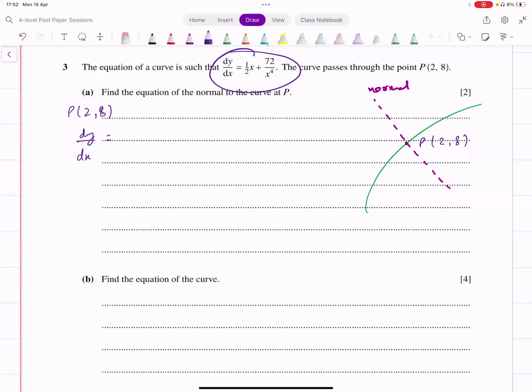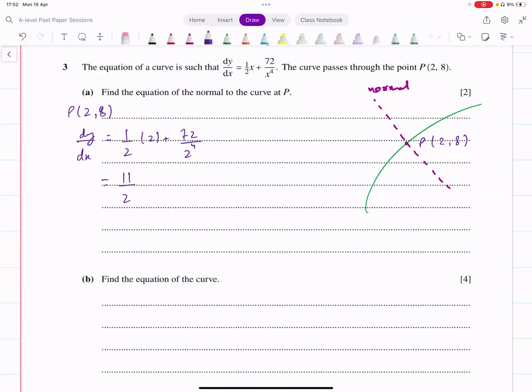This is the derivative. Let's put x equal to 2 here in this derivative to find the value of the derivative at this point, right? Let's see what that turns out to be. 1 over 2 into 2 plus 72 over 2 raised to the power 4. Now let's see what that gives us. 1 plus 72 divided by 16, and that's giving me 11 over 2.